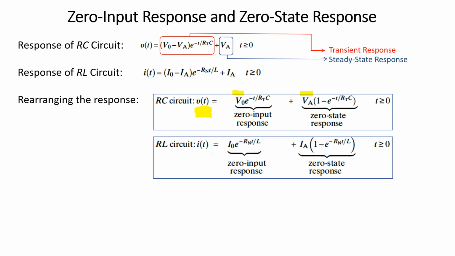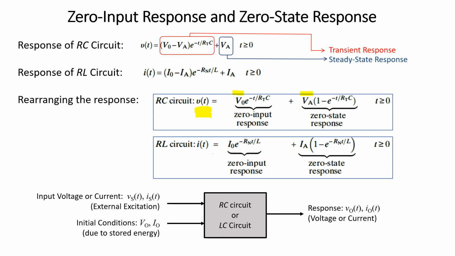Similarly, for the RL circuit, the RL and RC responses are dual to each other. Voltage is replaced by current. The exponential function is the same. The time constant here is RC, and the time constant over here is L over R.